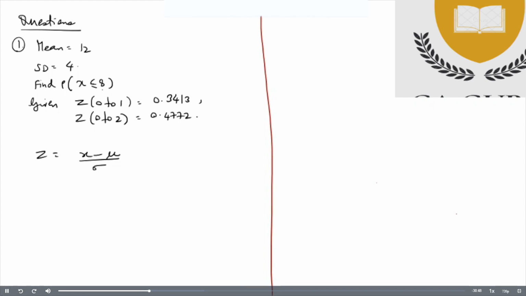Here let us first find the z value. Z value is 8 minus 12 by 4, which is minus 4 by 4, which is minus 1. Z is equal to minus 1. So when x is equal to 8, z is equal to minus 1. Let me draw the curve here.